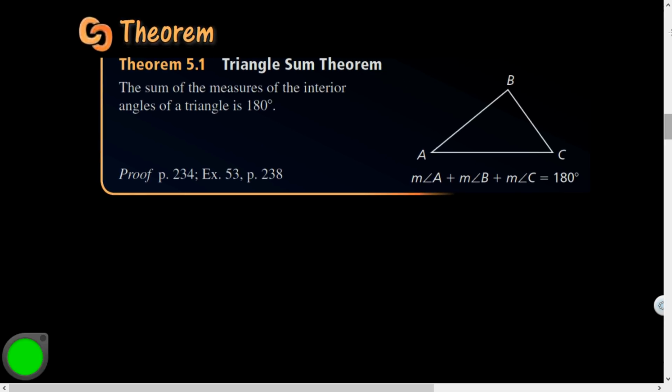Everybody's favorite. All right, here is the classic. You guys came into geometry with such confidence. You're like, man, this class is a joke. I already know that the interior angles of a triangle add up to 180 degrees. And you guys probably did know that. But today we're going to prove it to you.